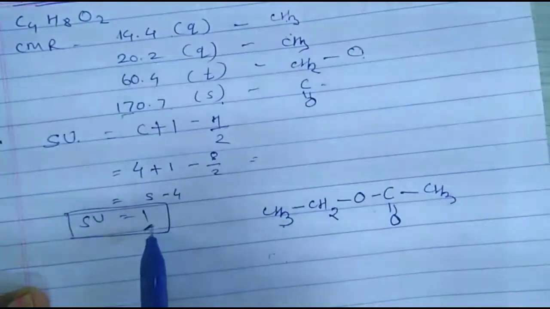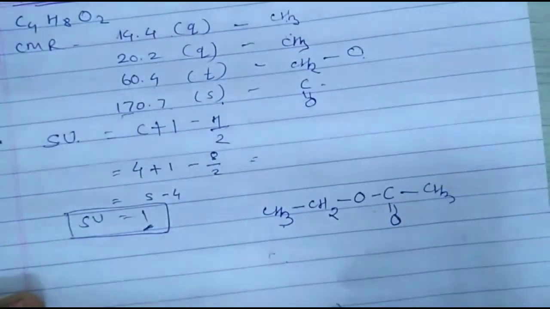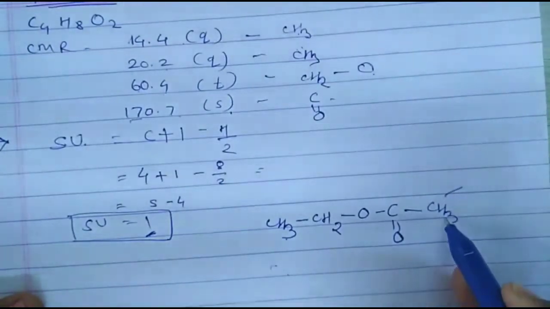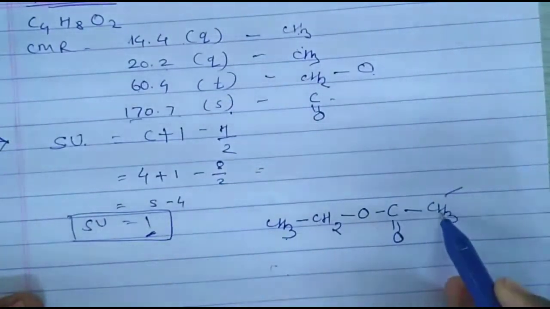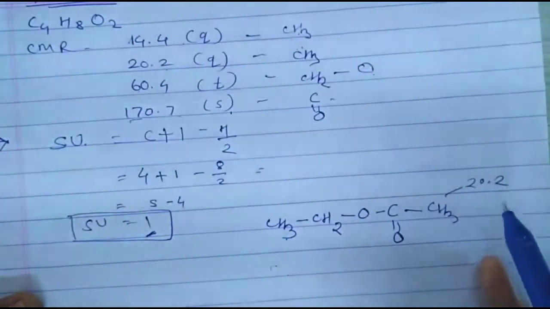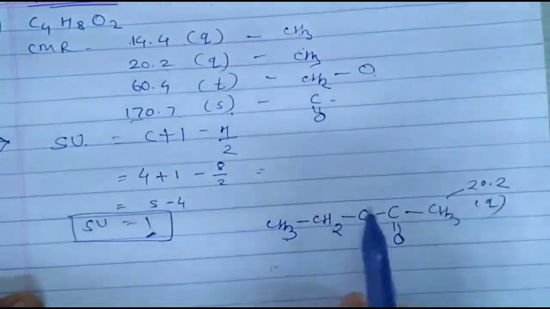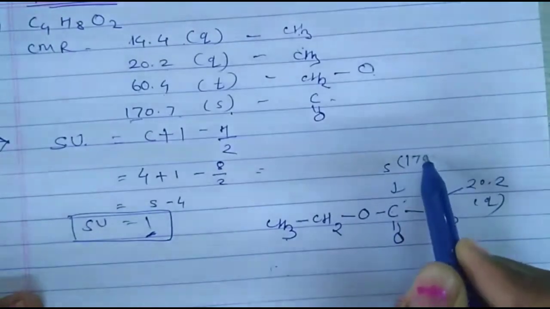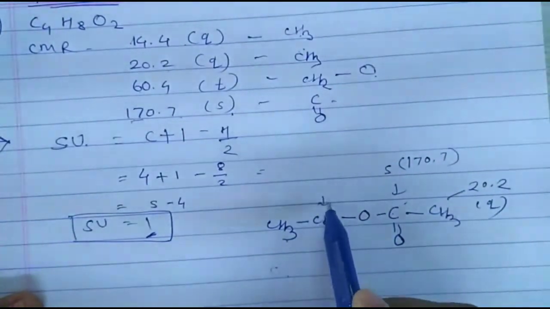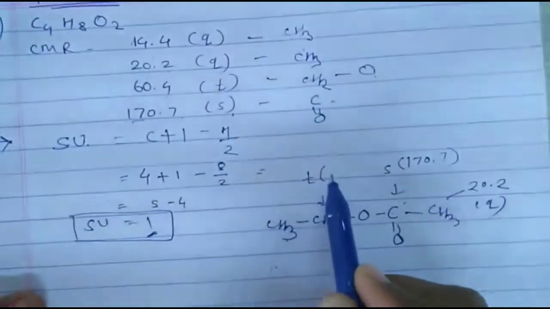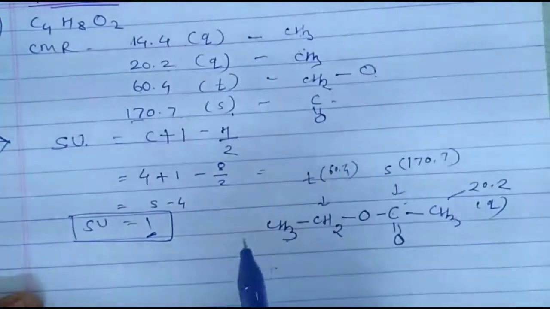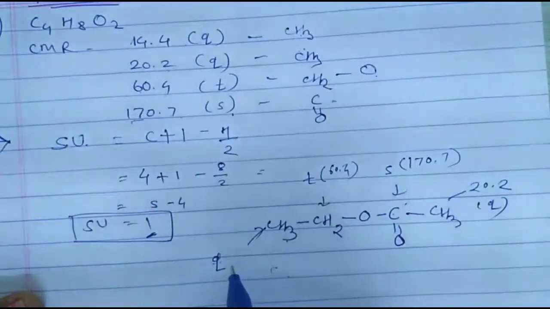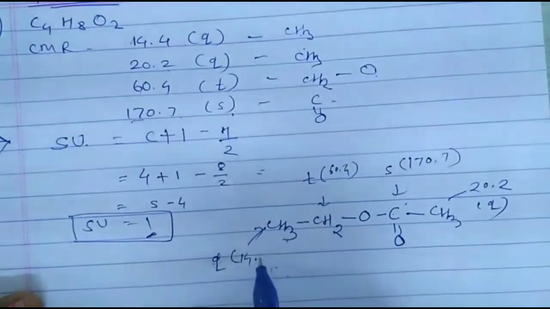Sites of unsaturation: the carbonyl carbon has 1 site of unsaturation. This CH3 having the higher value, that is 20.2, gives a quartet. This carbon is a singlet carbon and has the value 170.7. This carbon is a triplet and gives the value 60.4, and this CH3 which is a quartet has the value 14.4.